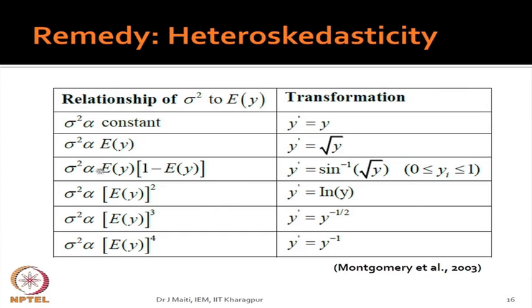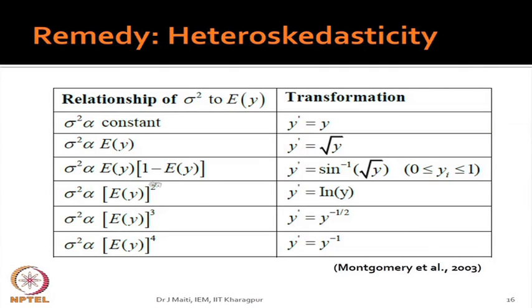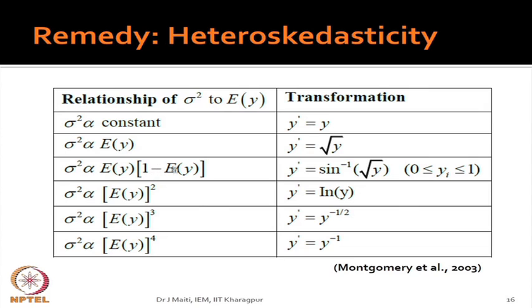Okay. Then the third one is sigma square proportional to the mean value. It is similar to the binomial case, p into 1 minus p. Suppose the expected value of a binomial variable is p, and then the other value will be 1 minus p. Under such a condition, your transformation will be sin inverse square root of y.